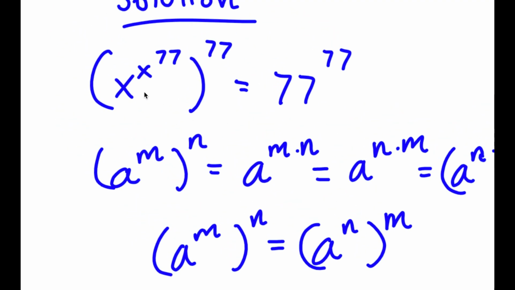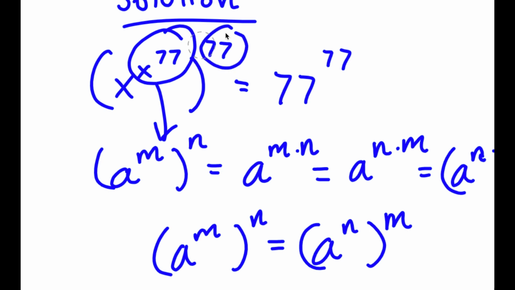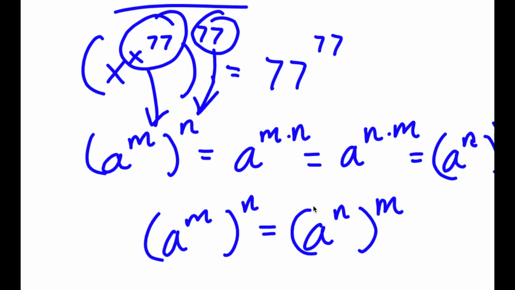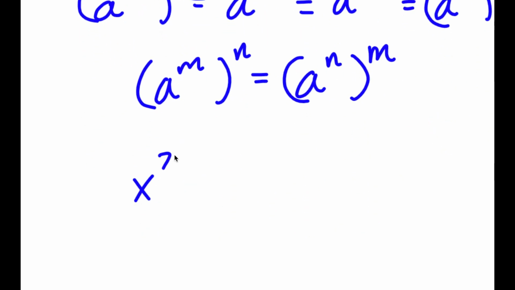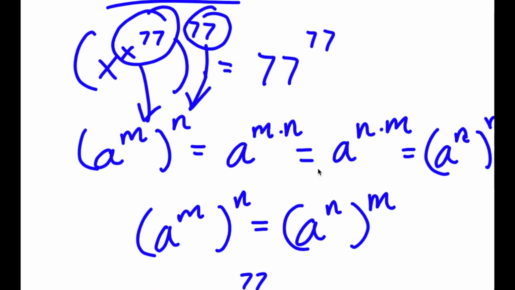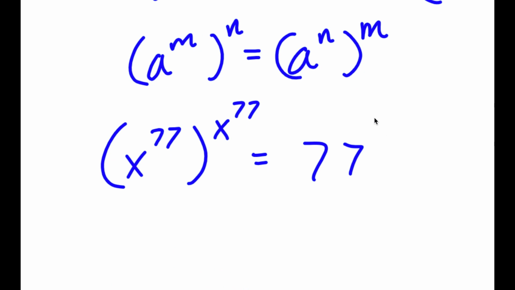So over here we have x to the power of x to the power of 77 to the power of 77, and we can think of x to the power of 77 as m and 77 as n. So now, remember, this is the same thing as I can switch these two places. So now I have x to the power of 77 to the power of x to the power of 77 is equal to 77 to the power of 77.